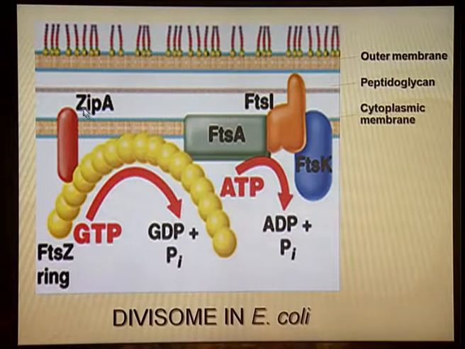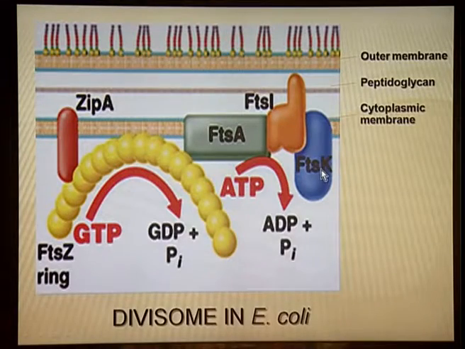There are many other proteins which orchestrate this. One of them is ZipA. There is another one called FtsA. These two help in the anchoring of the FtsZ ring onto the cytoplasmic membrane. Now, once this happens, other proteins like FtsI, FtsK, FtsW, not shown here, start coming and joining this complex, finally giving rise to a structure called the divisome. This is a typical divisome apparatus as seen in E. coli.